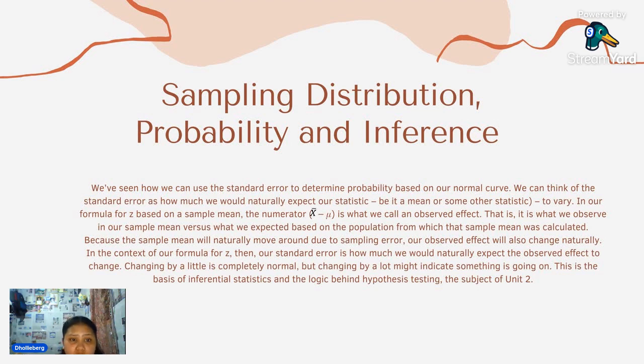In the context of our formula for z, then, our standard error is how much we would naturally expect the observed effect to change. Changing by a little is completely normal, but changing by a lot might indicate something is going on. This is the basis of inferential statistics and the logic behind hypothesis testing.